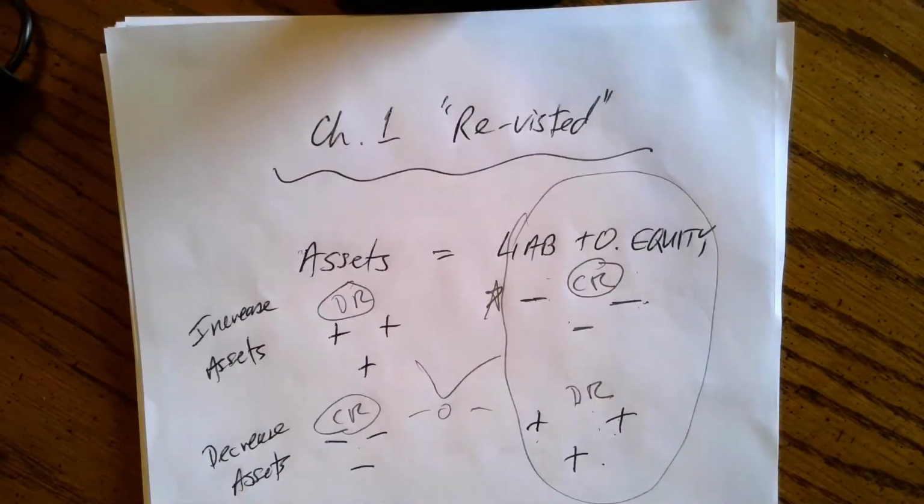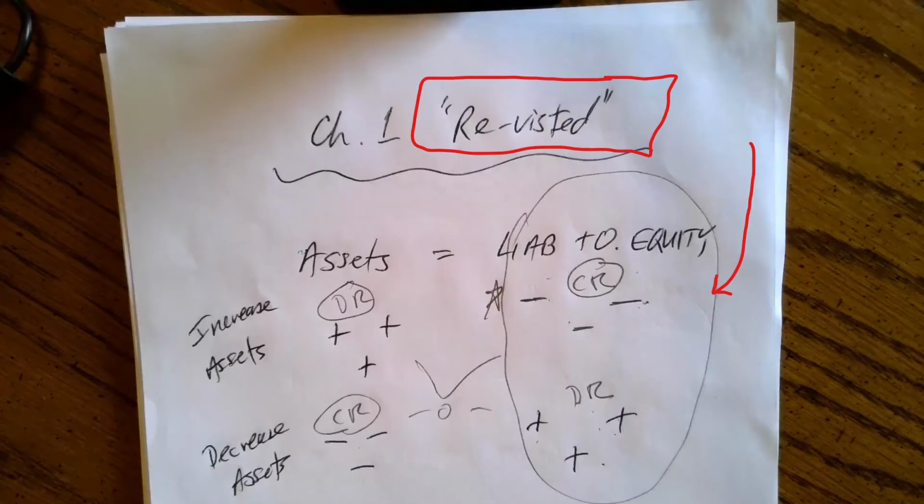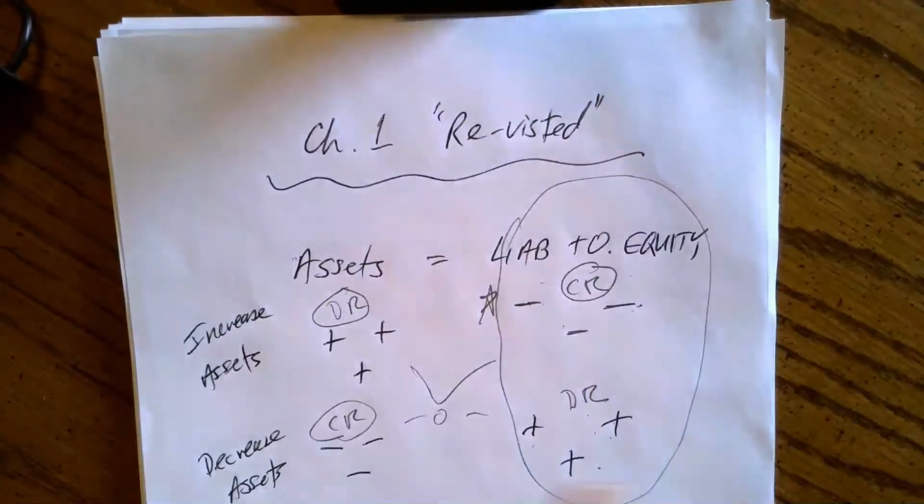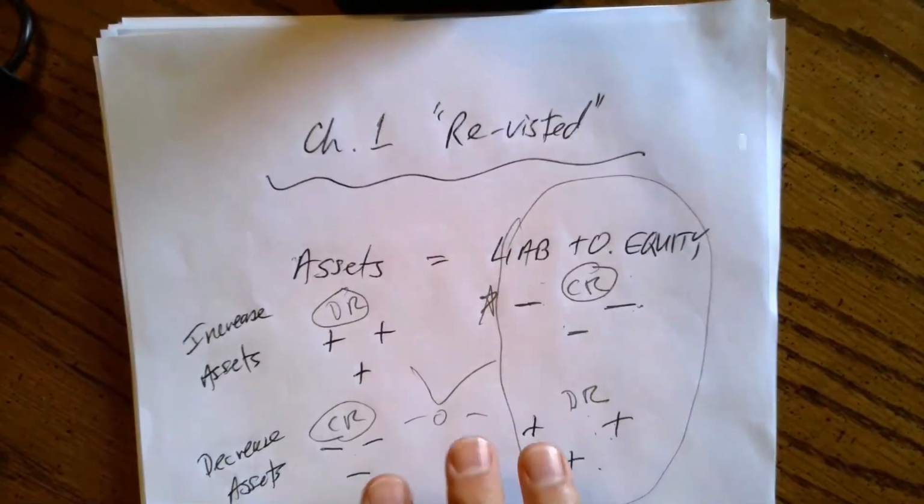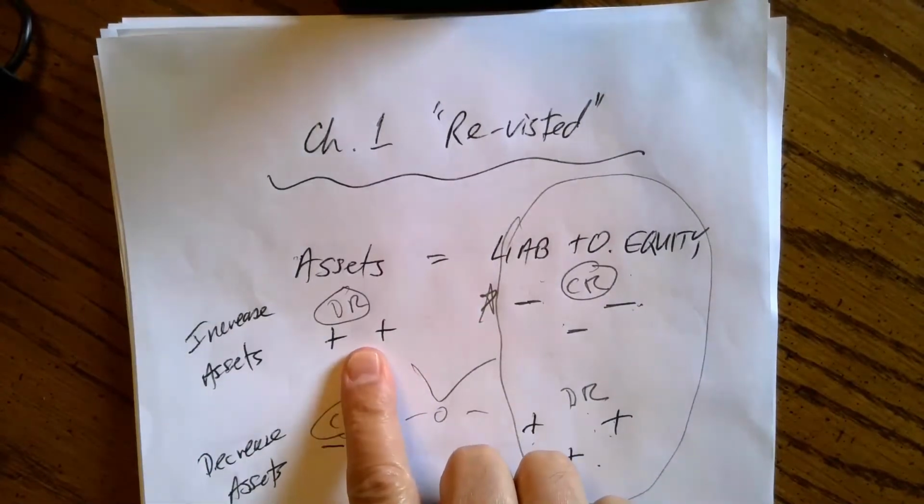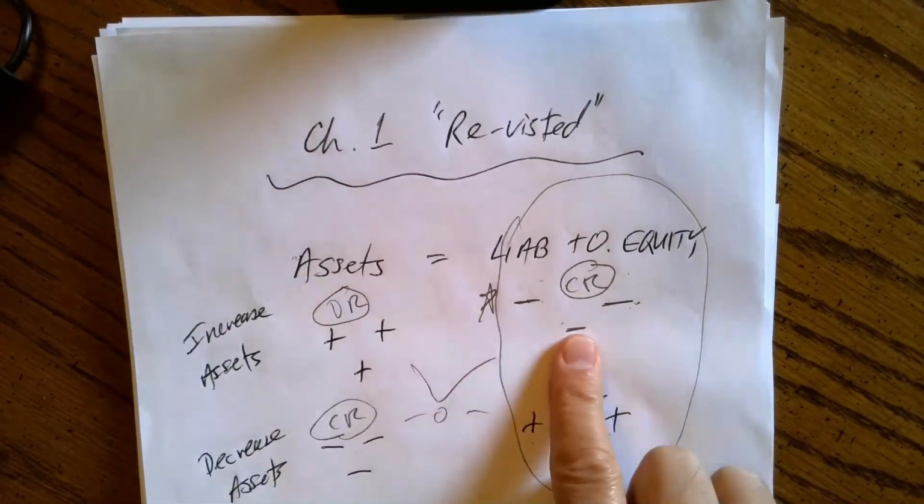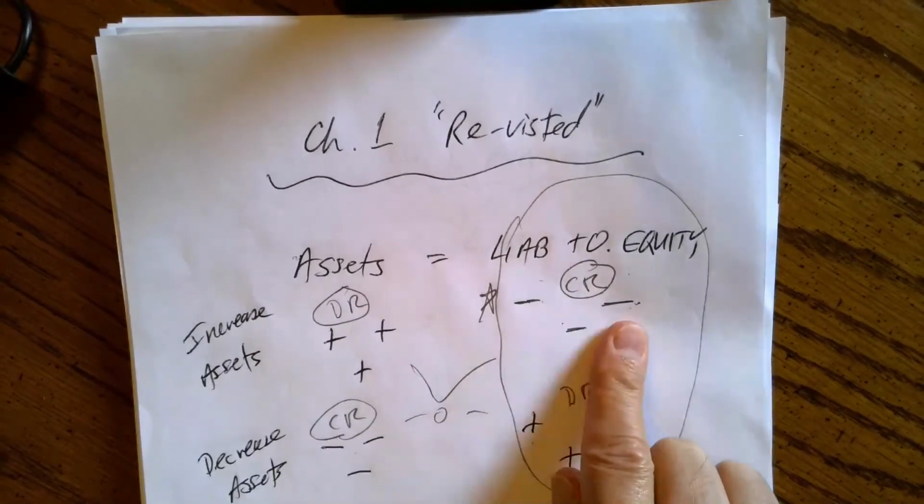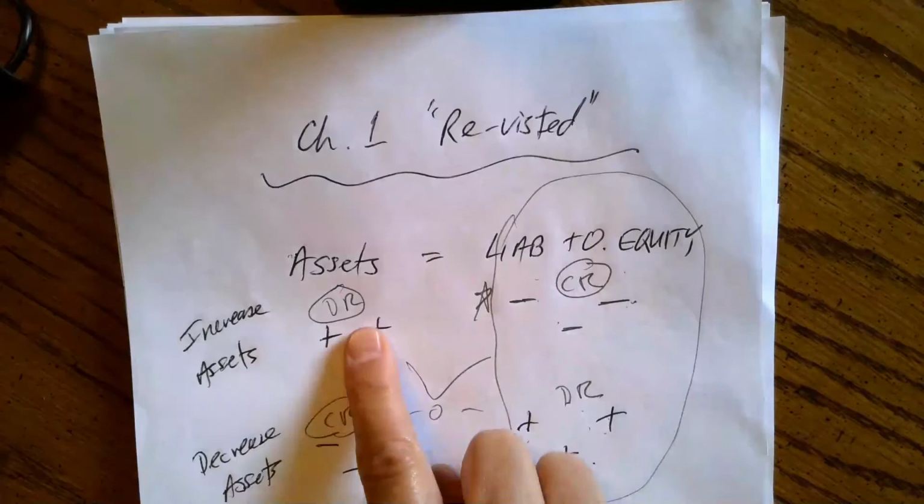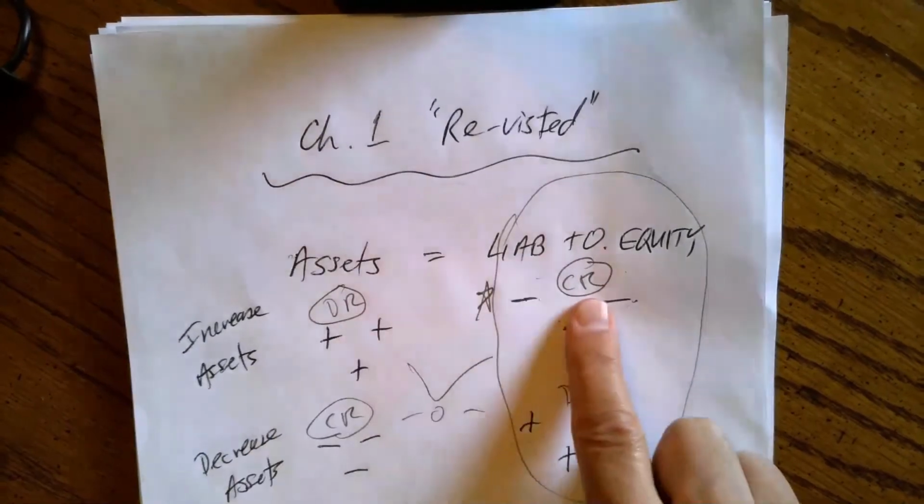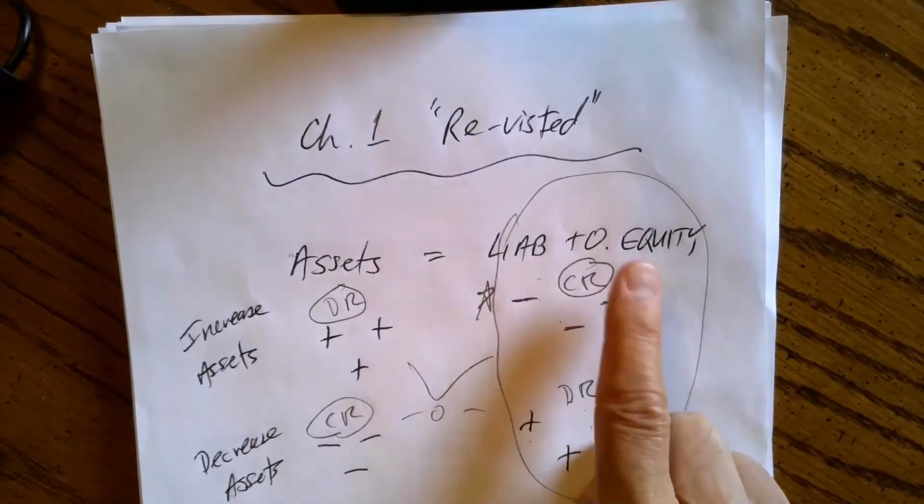Here's a brief graphic on Chapter 1 Revisited. Again, no issue on the left-hand side. Assets are increased with a plus, but liabilities, known as equity, when they're increased, are increased in a negative sense, a negative sign. Debits increase assets, credits increase liabilities or owner equity.